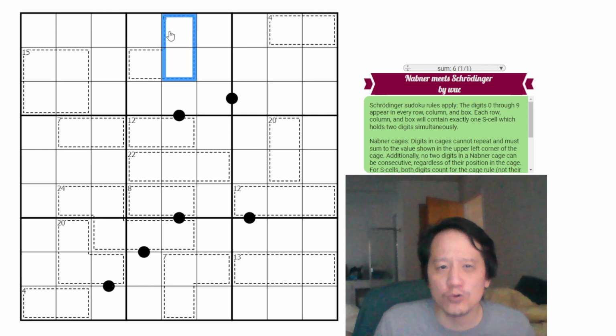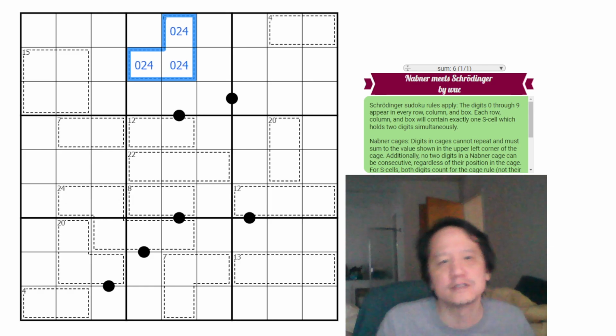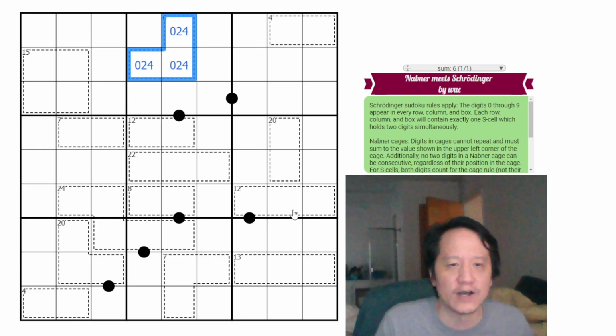I think the only possibility is 0, 2, and 4, right? Because they're not consecutive. Yeah, it has to be 0, 2, and 4, because if you move the 2 in any direction, that's not going to work because it's going to be consecutive. If you move 0 or 4 up or down, basically toward the other ones, it's not going to be valid too.